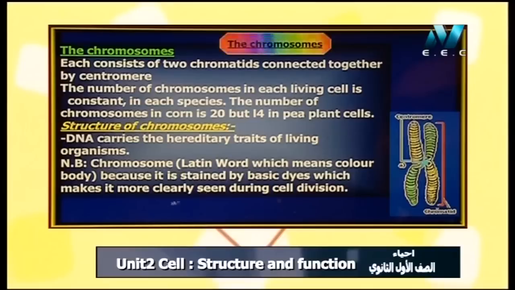Chromosome is a Latin word meaning the colored body: chromo means colored and soma means body. It is stained by a basic dye, which makes it more clearly seen during cell division. To be able to see it, we stain it with a pigment.